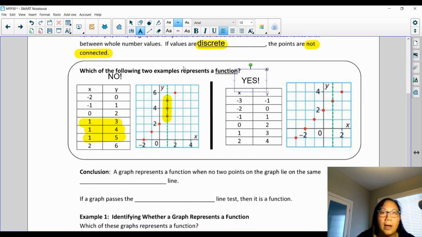Now there's a very simple way that we can test whether or not something is called a function. And we call it a vertical line test. And you can literally take your pencil.